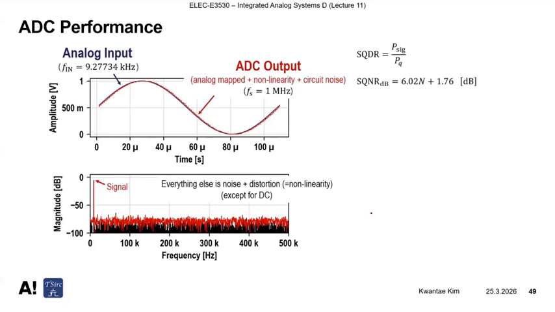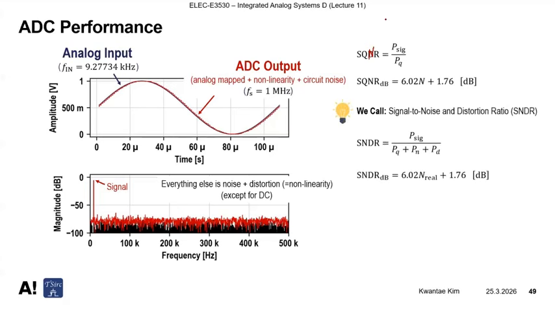So this is how we analyze. Oh, sorry, there is a typo. So for SQNR, we take the power ratio, then you calculate it: 6 times N plus 1.76 dB. Then we call it signal to noise and distortion ratio, which is normally called SNDR. So now we are adding all the noise and distortion and circuit noise and so on and so forth. So we have quantization noise, which is PQ. We have circuit noise, which is PN. We have distortion, which is PD.